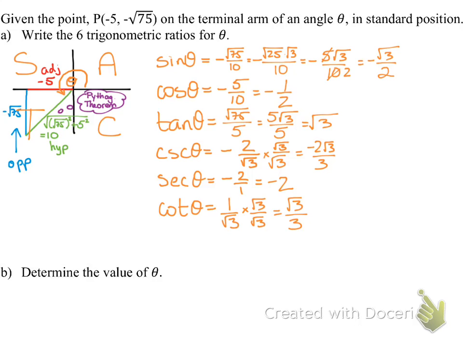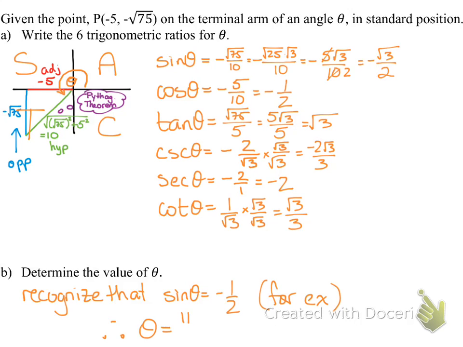Okay, so to determine the value of theta, we can recognize any of the ratios. So sine theta is -1/2, for example. And that means the related angle has to be pi by 6, because sine theta is 1/2, but it's in quadrant 3. So that means theta is actually 7 pi by 6, right? And you can look back at this CAST diagram to try to figure that out. Okay, so theta is 7 pi by 6.